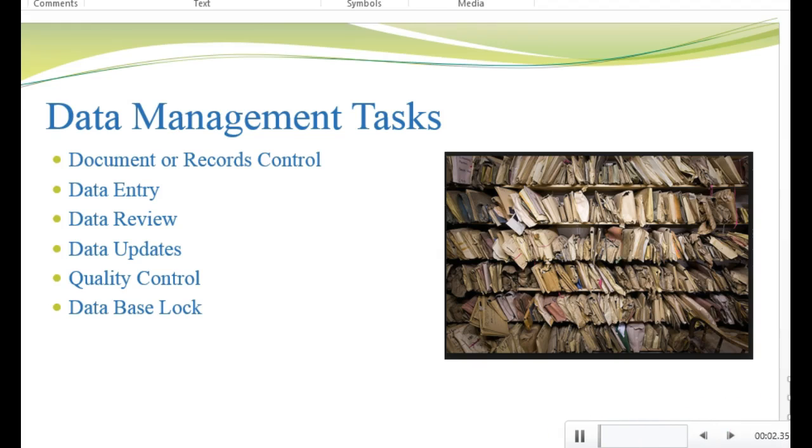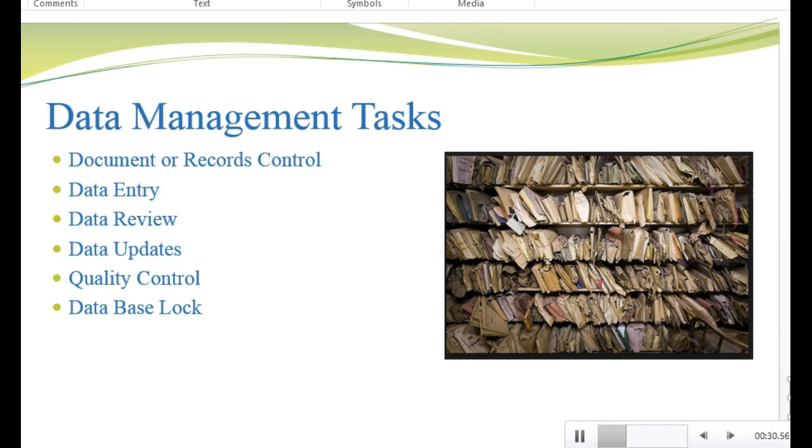So what are data management tasks? What is data management responsible for? Creating a clinical trials database involves the following tasks. First, there's document or records control. Document control is simply recording the receipt, storage, and status tracking of clinical trial documents, including case report forms, data queries, and study documentation such as correspondence or project-specific documents like the data management plan.